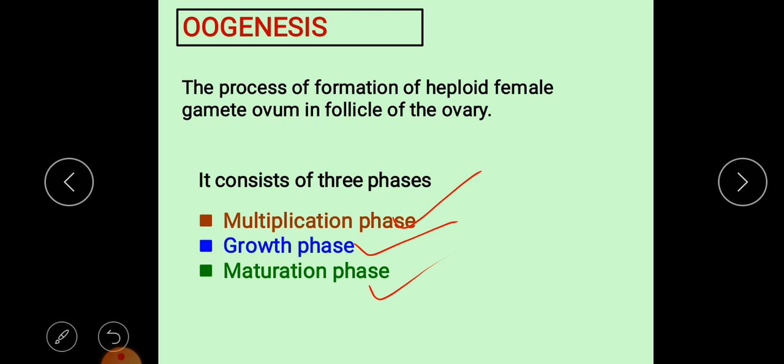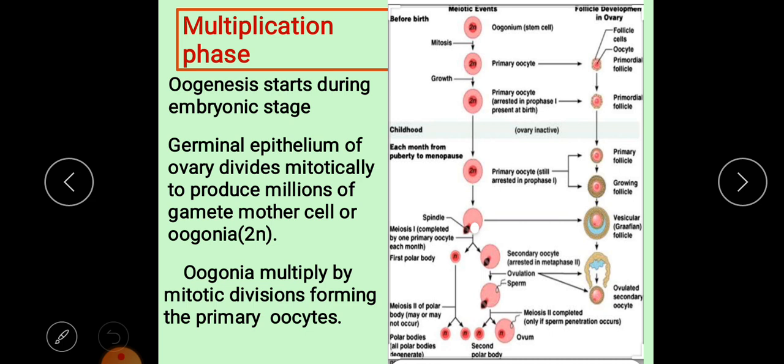Let us see first what the multiplication phase is. In the multiplication phase, oogenesis starts during the embryonic stage. We already discussed that at the embryonic stage oogenesis starts. Similar to spermatogenesis, which is derived from the sperm, oogenesis is derived from the ovum, and the ovum is formed inside the ovary. The question is when the process of oogenesis starts. In spermatogenesis we saw that it starts at the puberty stage.